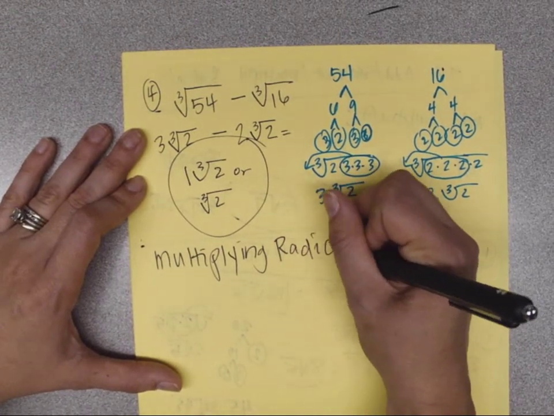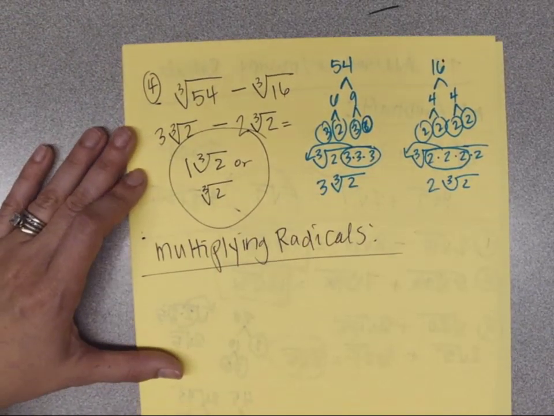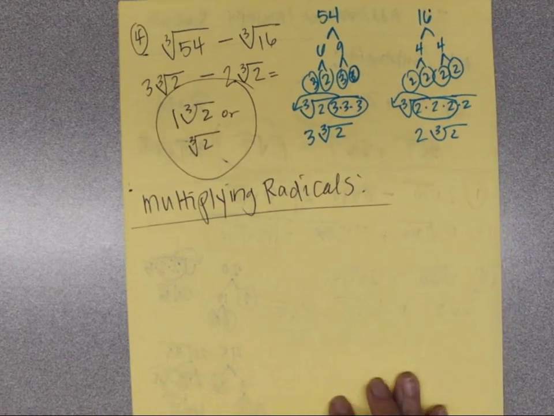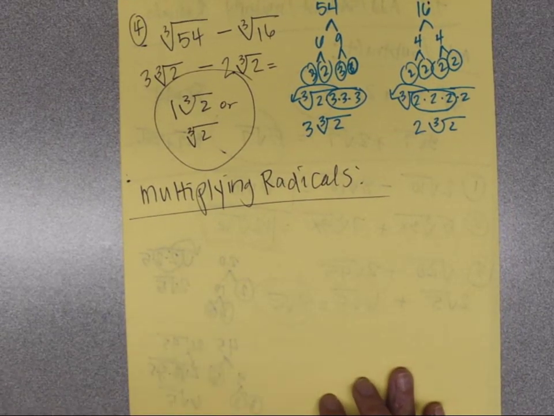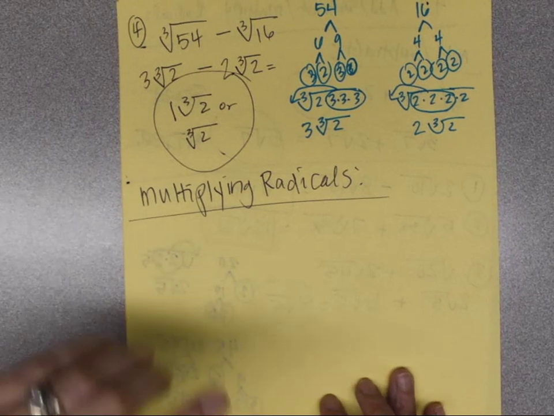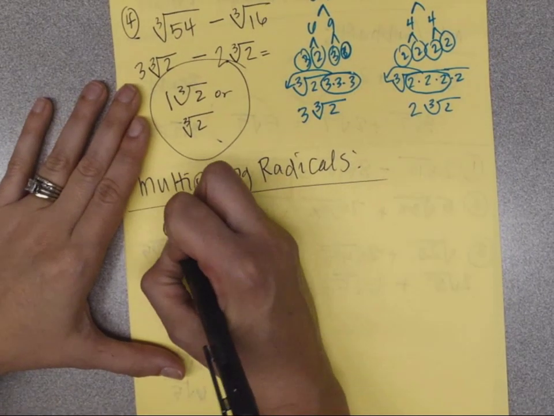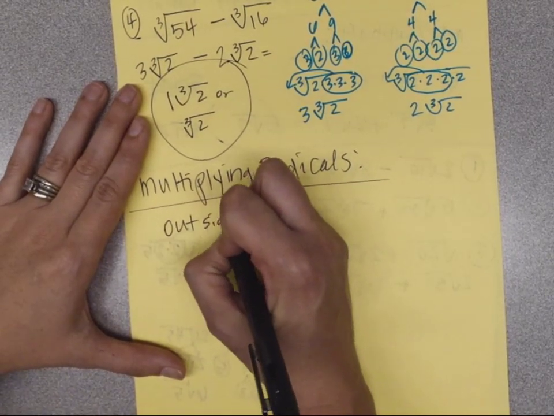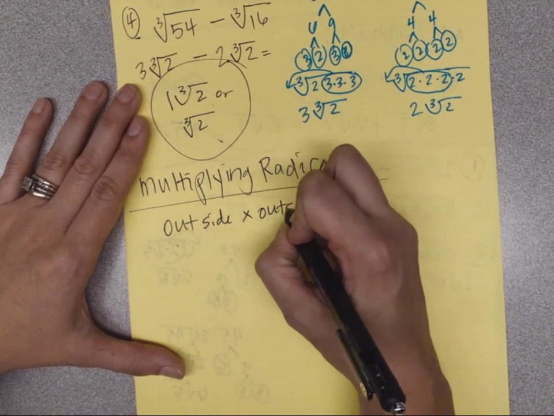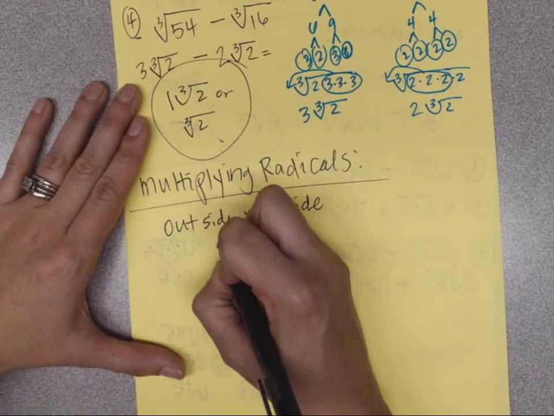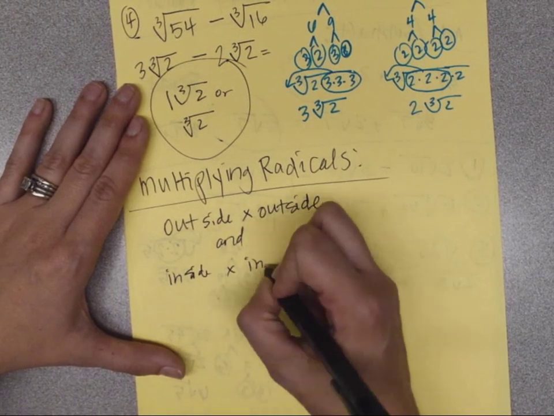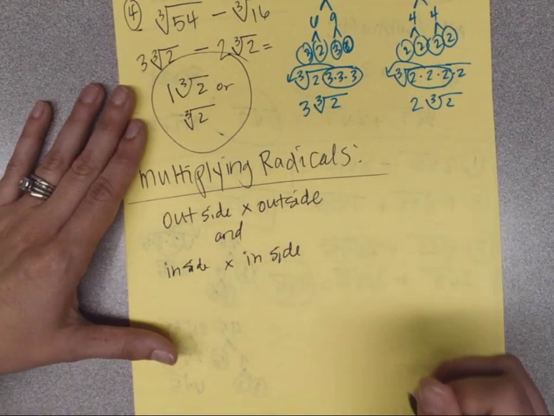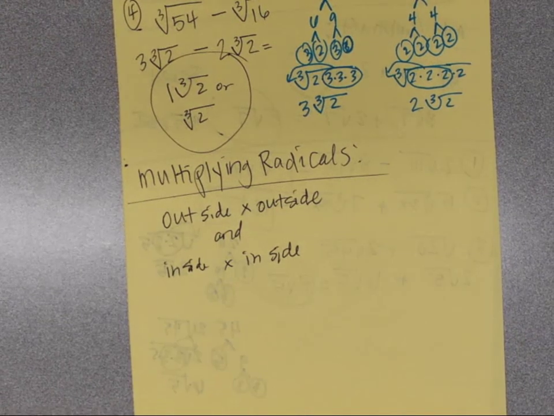Okay, so the big idea with multiplying radicals, the idea is you are allowed to multiply outside numbers together with other outside numbers and inside numbers together with other inside numbers. So you multiply outside times outside and inside times inside. You can't multiply an outside and inside number together.